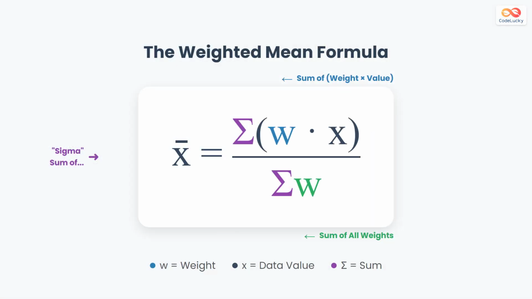Here is the mathematical formula for the weighted mean, denoted as x bar. It looks complex, but it is simple. The symbol sigma means sum of. On the top, we sum the product of each weight multiplied by its matching value. On the bottom, we sum all the weights together.